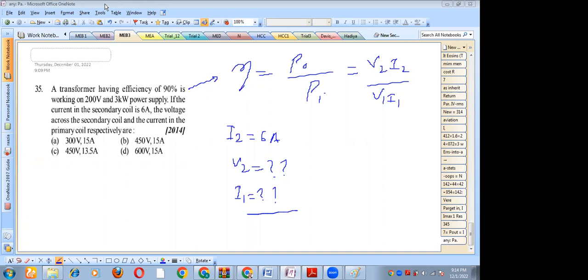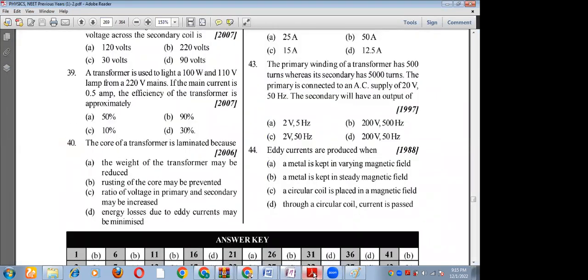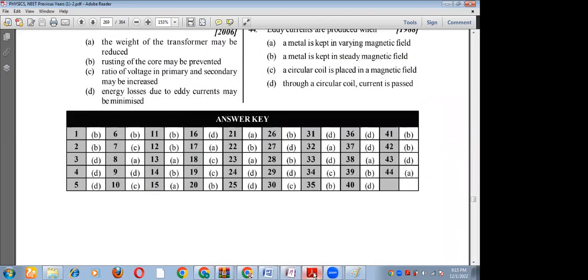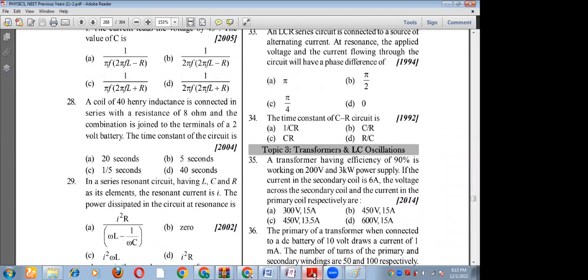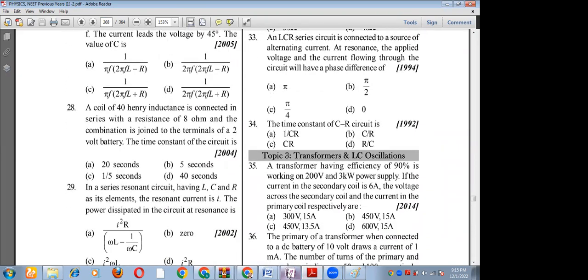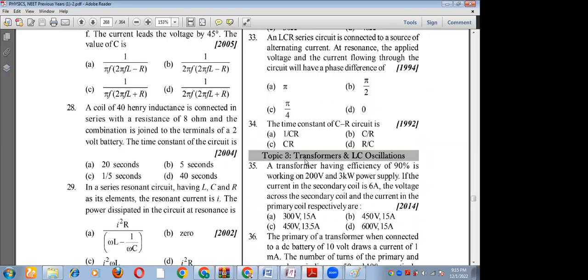Sir, is it option B? Have you got it? Yeah, option number B. You got option B. Let us check. Yes, B is the correct answer. So should I solve it now? You understood? Yes, sir. I understand. Okay. Let's do the next question.